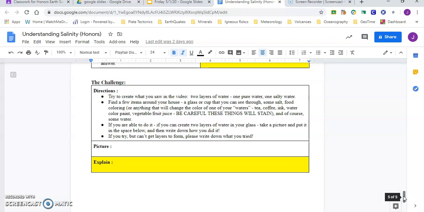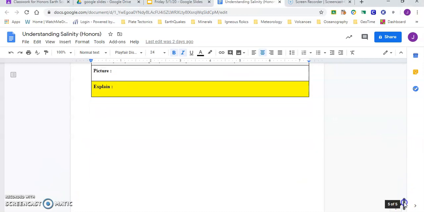This is kind of like what we would do in class, a modified version. If you can't complete the challenge, if you don't have the materials or the time, the challenge is definitely optional. So if you want to try the challenge, please feel free to. If not, that is perfectly fine as well. Okay, so those are the four parts.